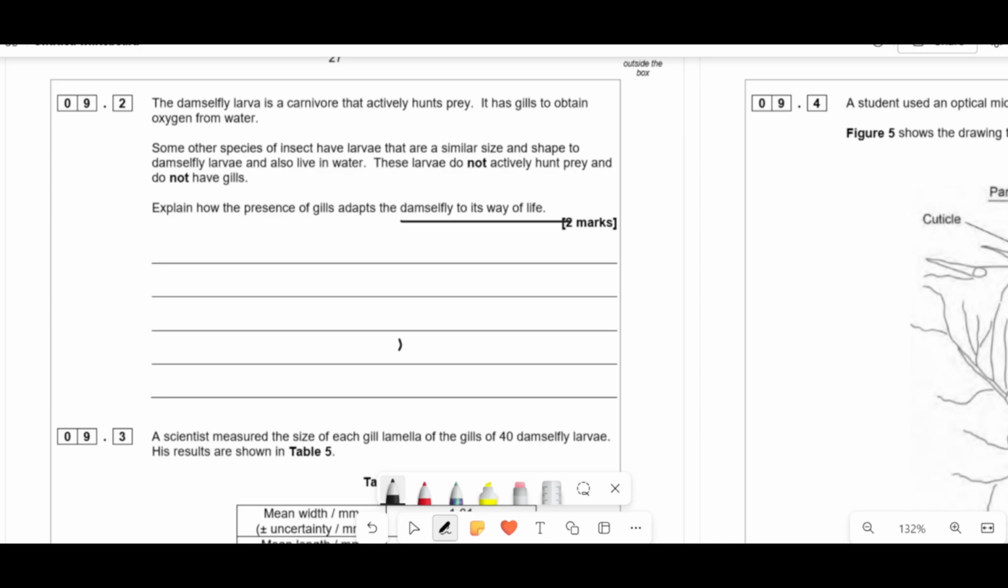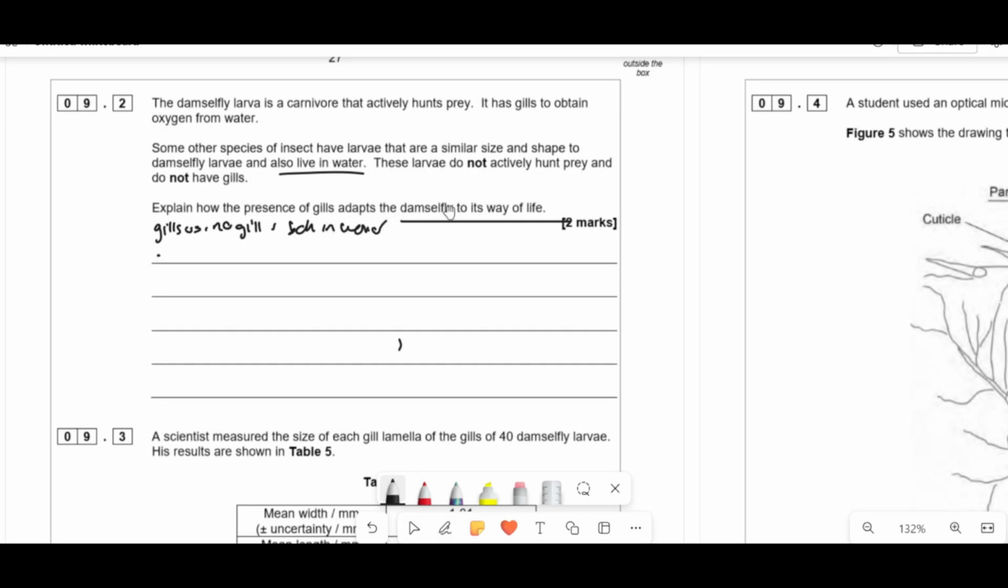It's telling you that other larvae do not have gills and do not actively hunt prey, but they still also live in water. So why do these ones need gills? Why can't they just do the same as the others? So that question's really asking you, gills versus no gills, both in water. So you really need to understand that.